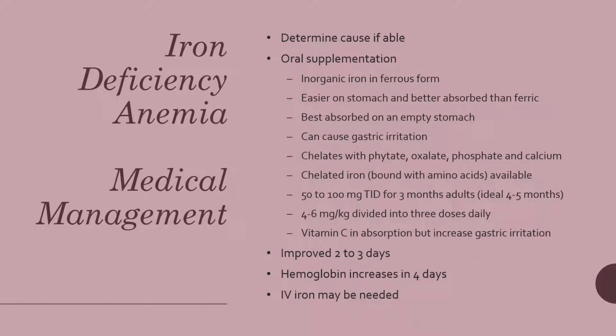How do we medically manage iron deficiency anemia? Well, like so many other things, we need to look at the underlying cause. And if at all possible, let's diagnose the underlying cause. Oral supplementation is iron, usually iron sulfate, iron that is bound to another mineral and therefore is in its chemical ferrous form. It's easier on the stomach and better absorbed. It usually is best absorbed on an empty stomach, but it is known to cause GI distress.